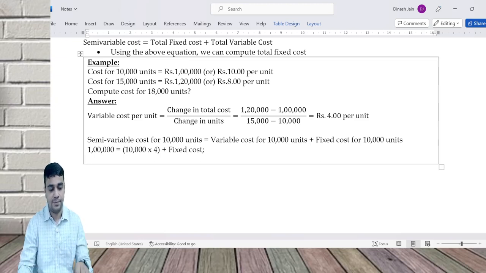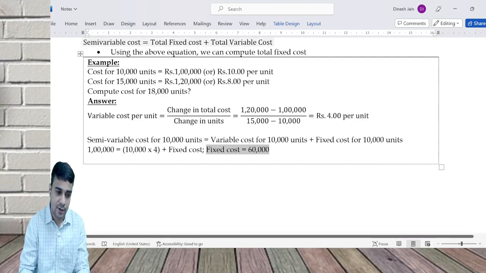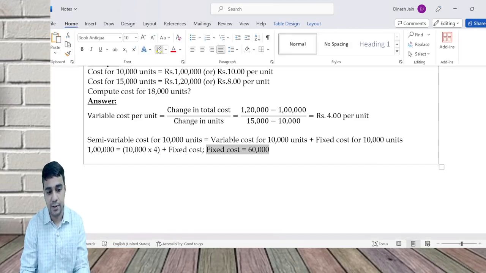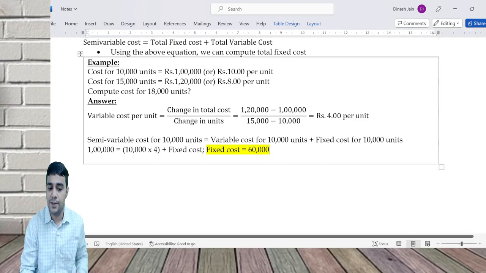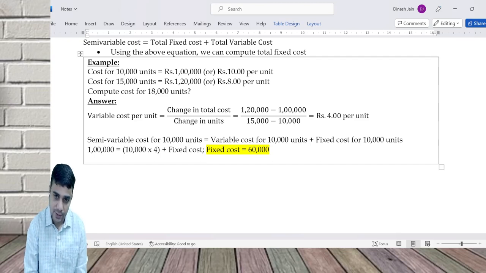How much is the fixed cost? This is the fixed cost for 10,000 units. This is the fixed cost for 12,000 units. This is the fixed cost for 15,000 units. This is the fixed cost for 18,000 units. This is the fixed cost for any units, because fixed cost by nature is going to remain constant, whether you call it as for 10,000 units or 20,000 units or 1 lakh unit or 2 lakh unit or 5 lakh unit. This is what the number is going to be.